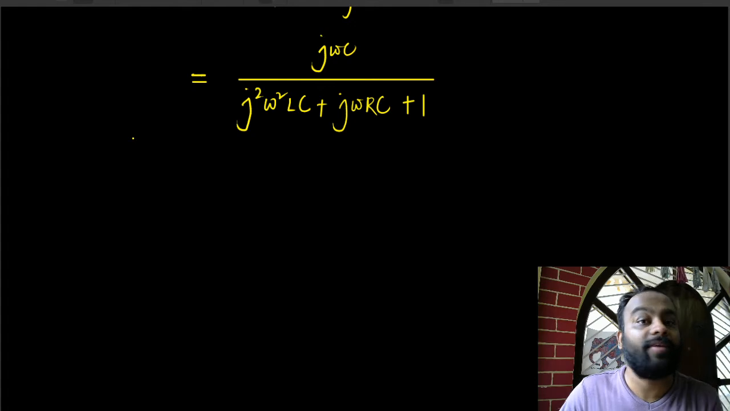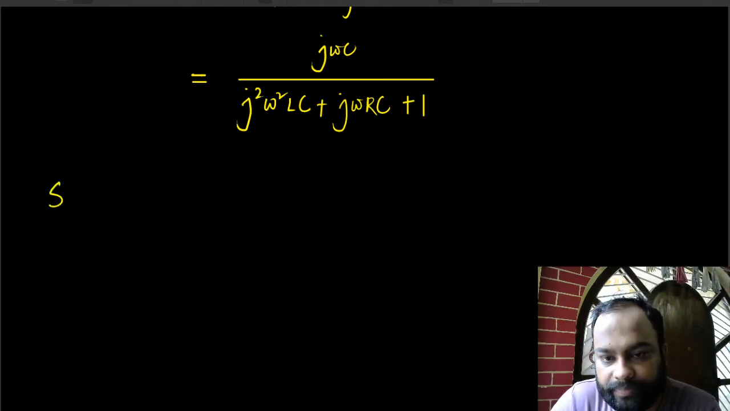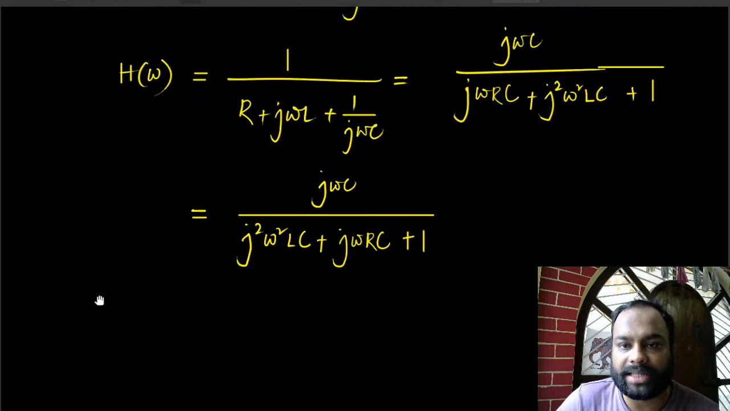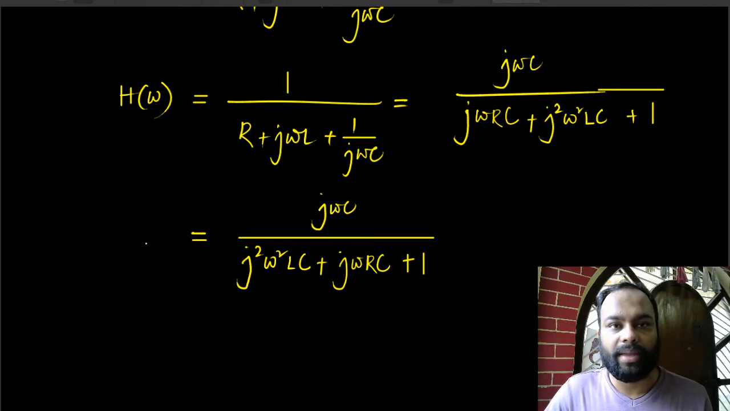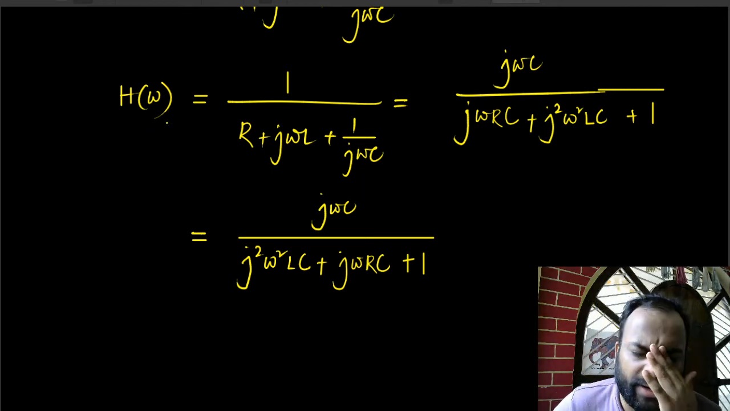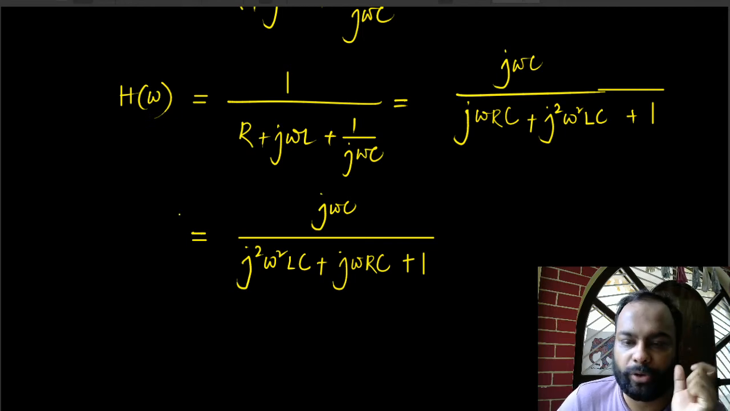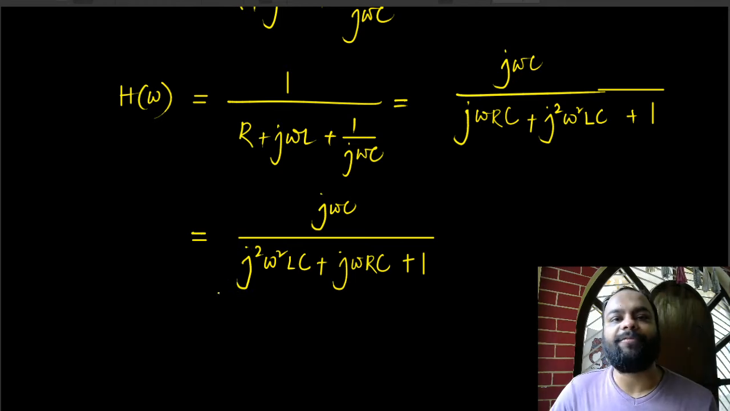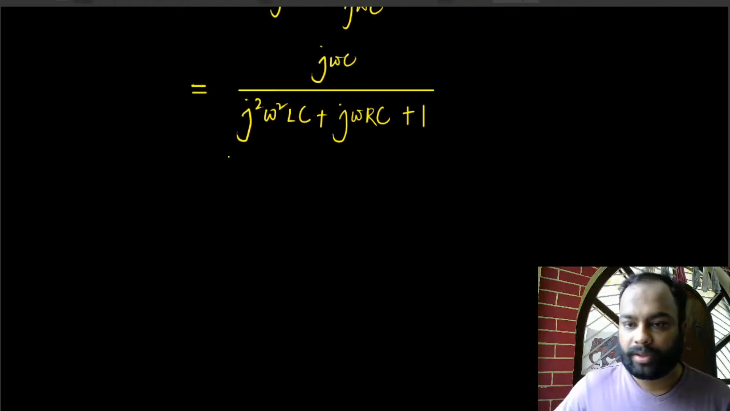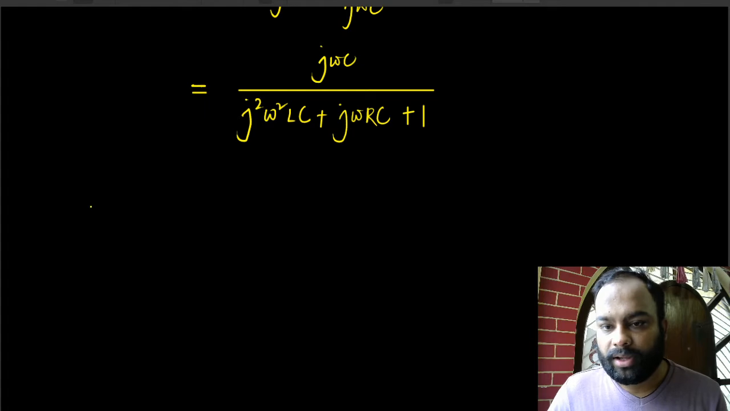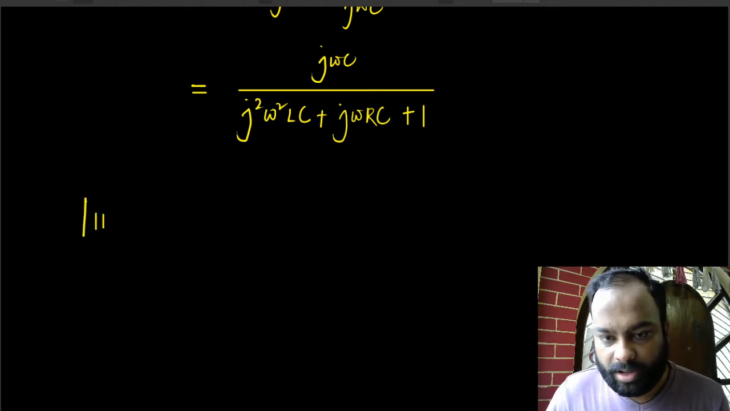There is no issue with this. Now let's consider a very simple example. Let's calculate the total impedance here. Sorry, not total impedance, let's calculate the amplitude response. So I have to take a mod there, and of course I have to put j square equal to minus 1 and do the calculation accordingly. I'm not going to do that here for the moment, but let's try something else.